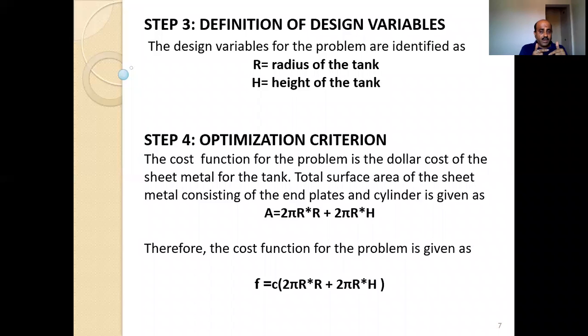This is why the problem description is very important. When the problem description is given clearly, the rest of the things are very simple, and you need to study the problem description carefully. You need to identify how to formulate the functions, how to formulate the constraints, and how to define the variables. These things have to be done through careful study of the problems. This is the optimization criterion, or objective function, given as f is equal to c into the total surface area of the sheet.